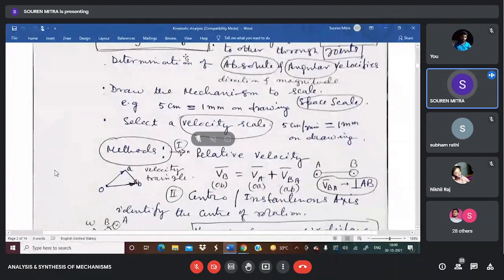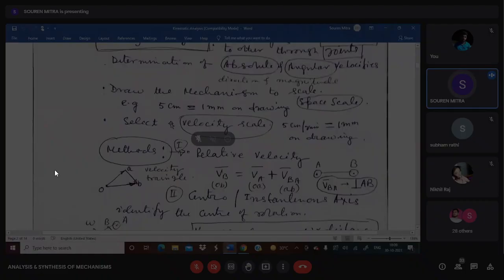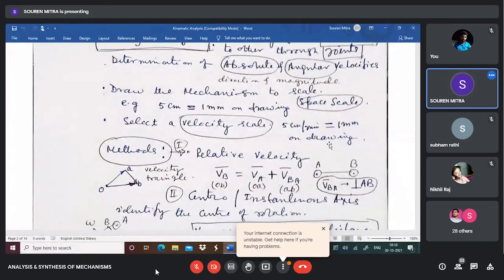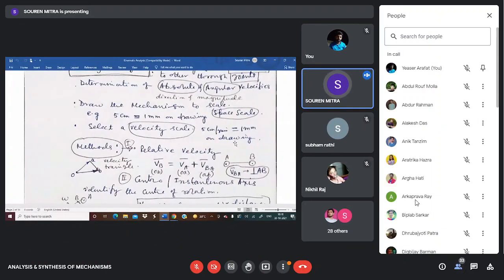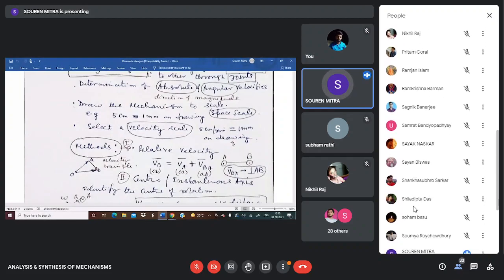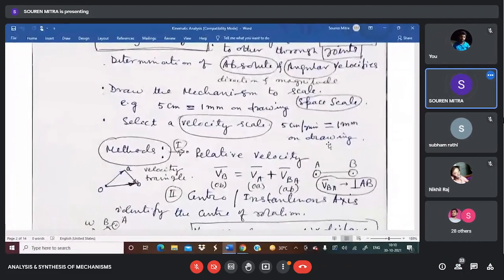Then to determine the velocity again, we must choose a velocity scale. For example, say 5 centimeter per minute of velocity is to be represented as 1 millimeter on drawing. And the scale has to be convenient. Where a large velocity is there, we have to take a large scale. Where a very small velocity is there, we have to assume a very small scale, such that an appropriate length of velocity comes on the drawing. It should not be too small, it should not be too large.